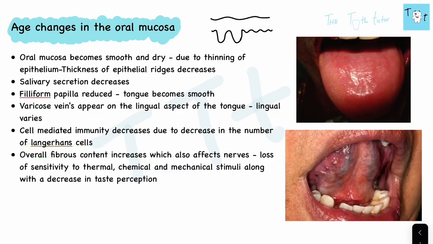There will be various structures that will degrade into fibrous tissue, and it also affects the nervous system. Because the nervous tissue is getting affected, you can sense some loss of sensitivity: thermal sensitivity, chemical sensitivity, and mechanical stimuli. So you will lose somewhat sensitivity to all these stimuli, and along with this you will feel a decrease in taste perception as well. So this is it about the 8 changes.